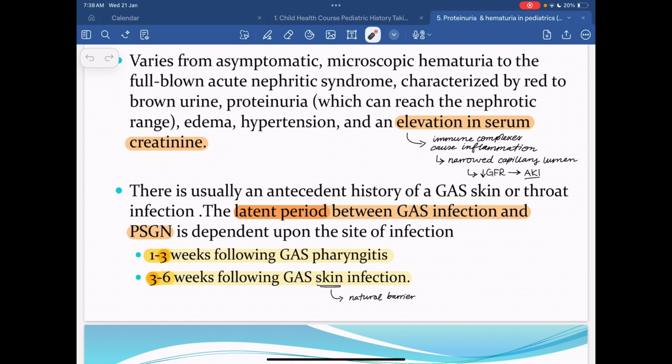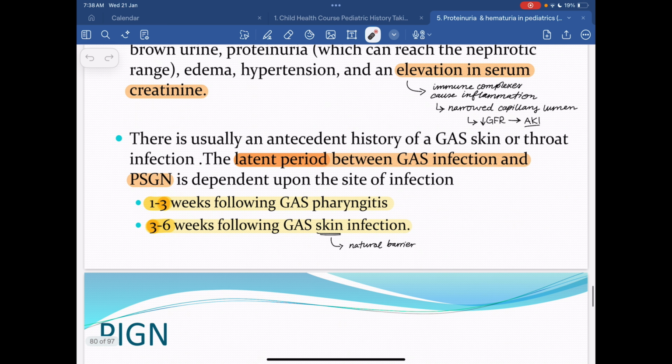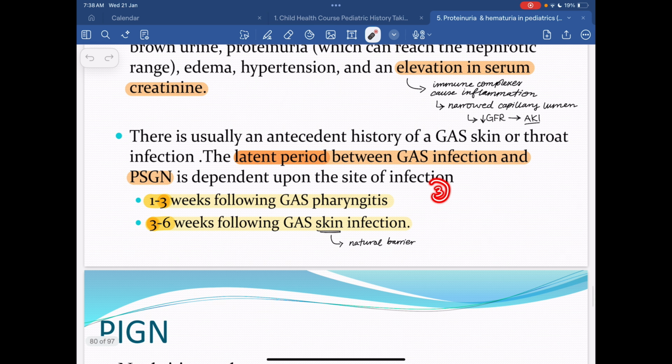So عادة بيكون عندنا history of infection with group A streptococcus, whether it was for the skin or throat infection. But there is a latent period before we see these signs. So a latent period between the infection and the post-streptococcal glomerular nephritis. So ايش هو؟ نرجع حقنا رقم 3. It's either 1 to 3 weeks following the streptococcus pharyngitis, or 3 to 6 weeks following a strep skin infection.